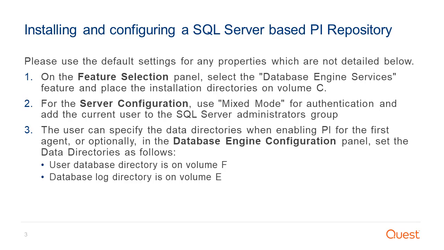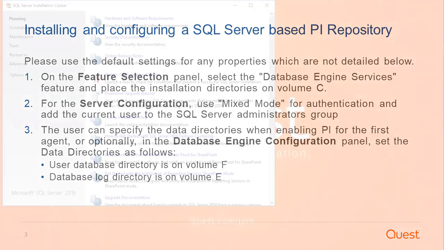The user can specify the data directories when enabling PI for the first agent, or, optionally, in the Database Engine Configuration panel, set the data directories as follows. User database directory is on volume F. Database log directory is on volume E.